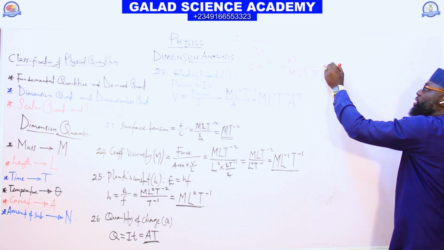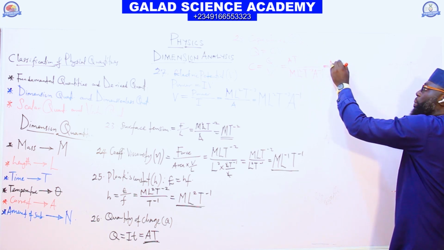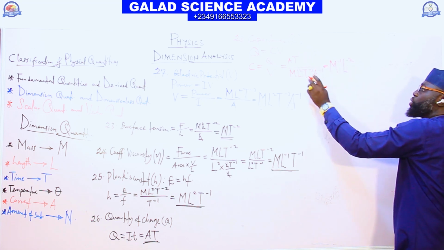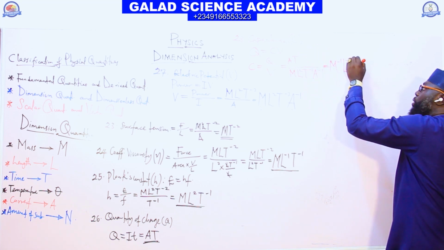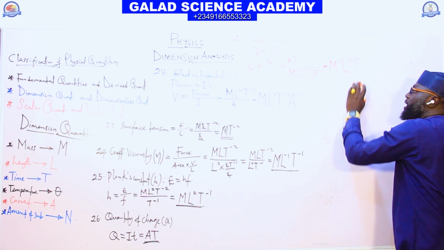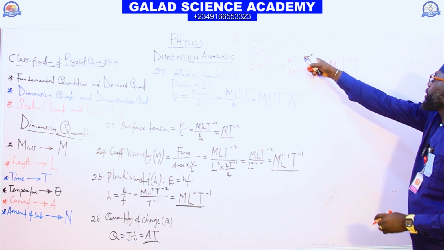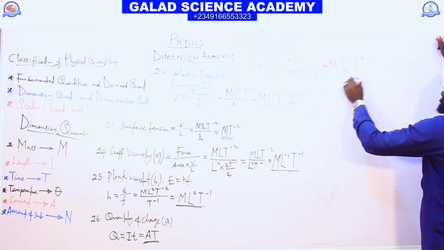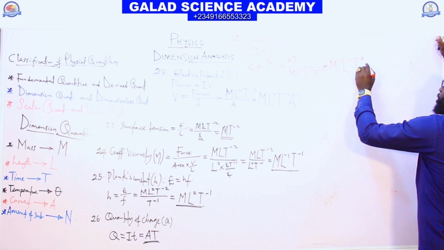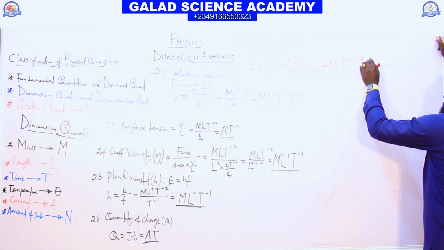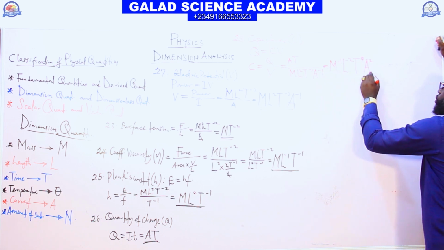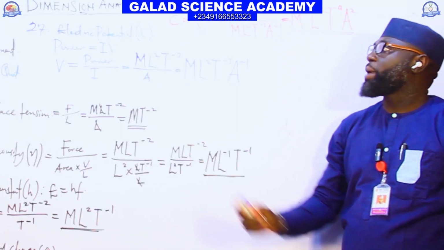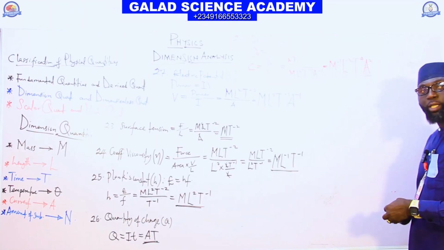M goes up first, minus 1. L goes up, minus 2. T goes up, it becomes plus 3, plus 4. A goes up, it becomes A squared. This is the dimension for capacitance.